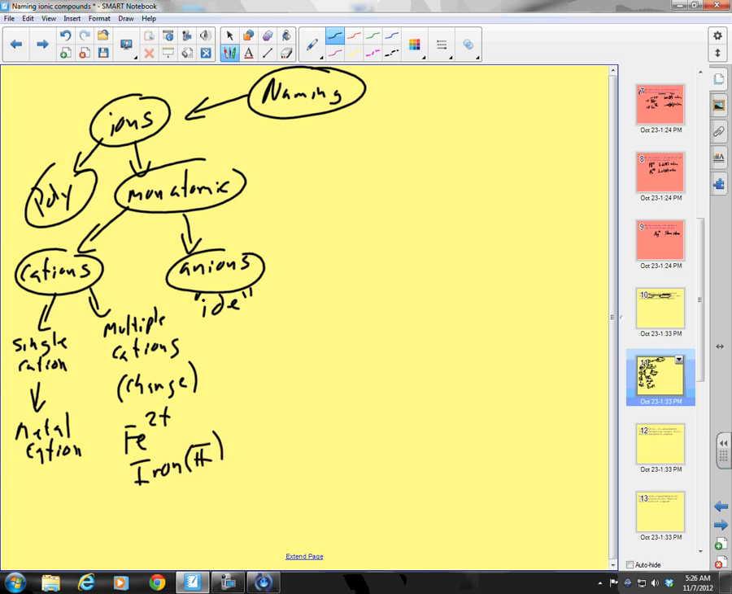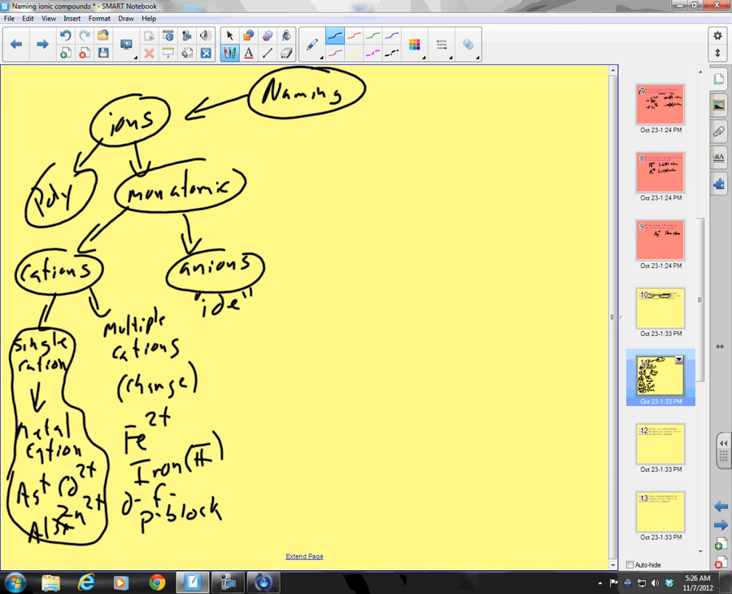And which ones are these multiple cations? Well, my D block, my F block, and my P block metals, by and large, with the exceptions of what? Silver is always +1, cadmium is always +2, zinc is always +2, and aluminum is always +3, right? So these act as single cation elements, and we just write aluminum cation, or silver. We don't use the Roman numeral.